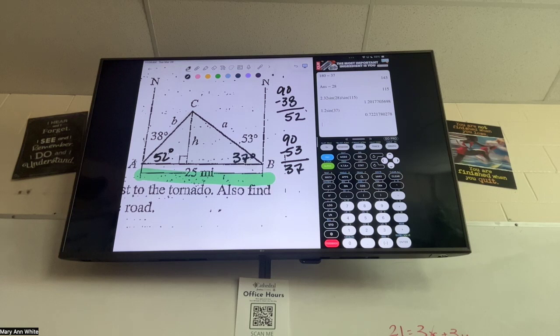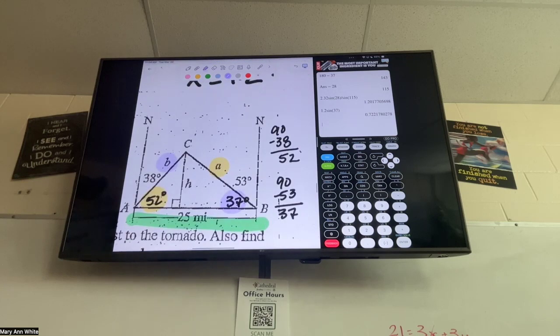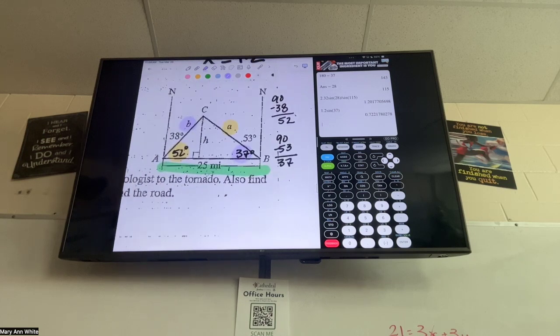And then now we've got the same problem as what we just did. We want to find that height, but the first thing we need to do is find little a and or little b, which I actually think this problem might want us to do both. Let's read the directions really quick. Find the distance from each meteorologist to the tornado. Okay, so that means we have to find both little a and little b, and then we'll find the distance from the tornado to the road. So then we'll end by finding h. Before we get started though, we have to know what this angle up here is. What's that going to be?